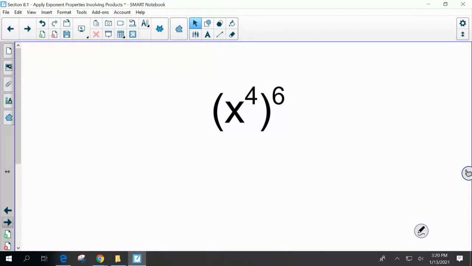Okay, this one is not any different, except we don't have a number as our base, we have a variable. So this is x to the 4 times 6 power, which equals x to the 24th power. Then the same thing here, except here we have a negative 6. So x to the 4 times negative 6, which would equal x to the negative 24th power.